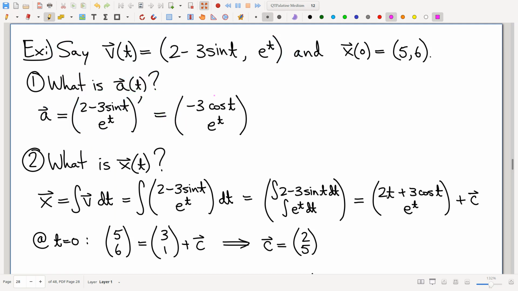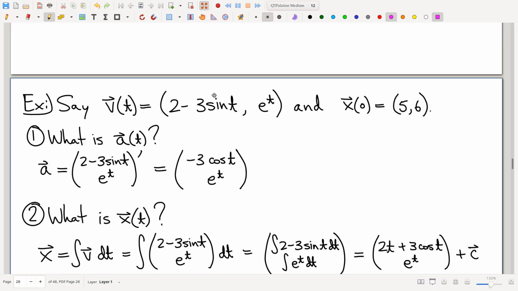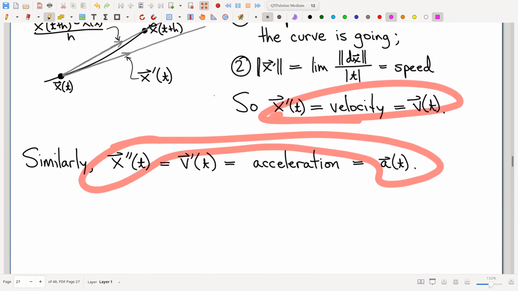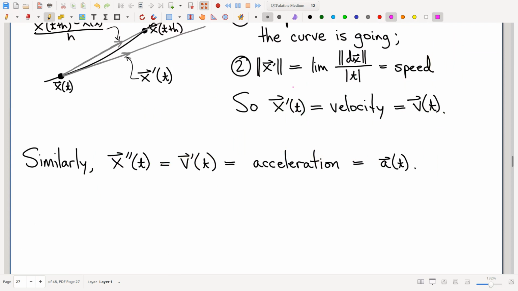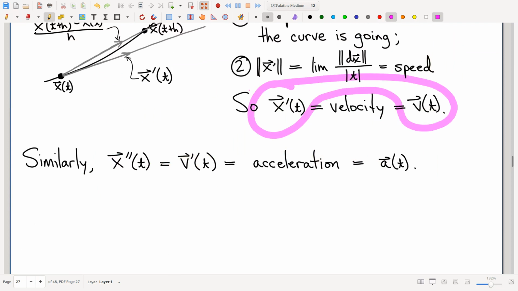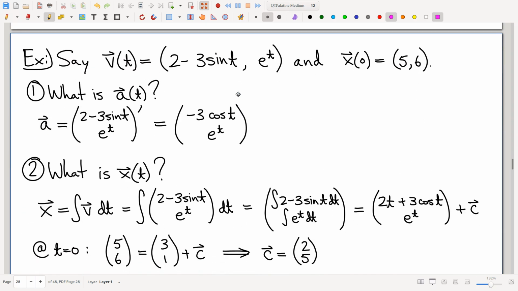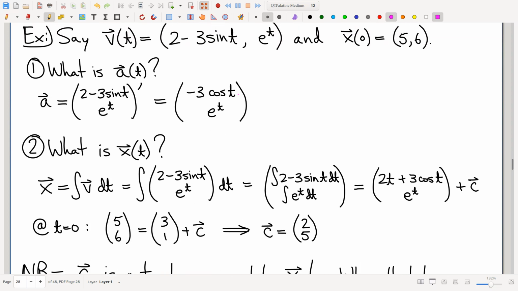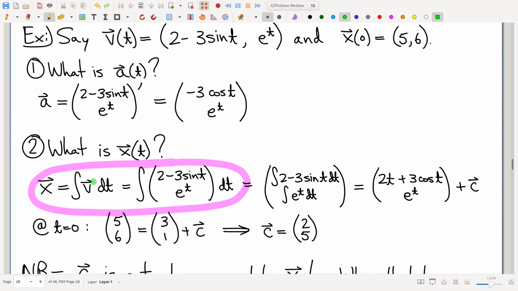Okay, now what is position? Well, wait a second. Let's think this through. Velocity is the derivative of position. So position is the antiderivative of velocity. So here we go. Position is an antiderivative of velocity.